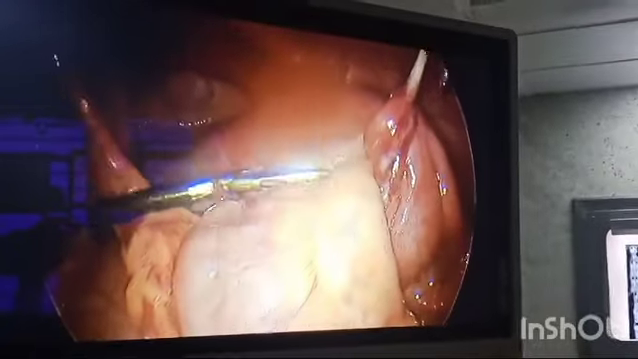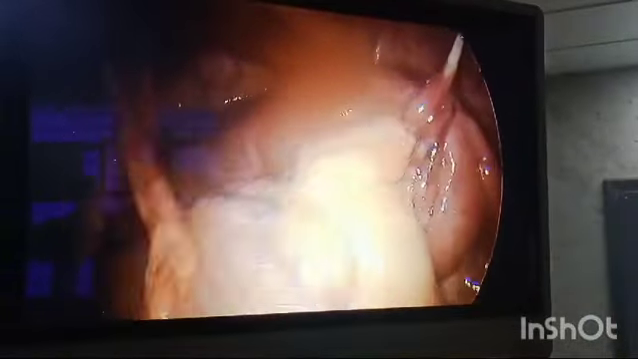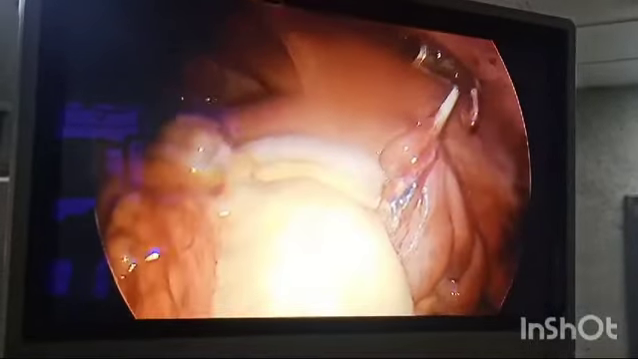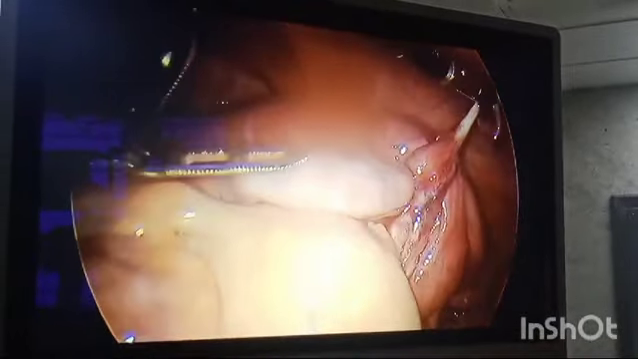A subumbilical 10 port was introduced, and it revealed a band arising from the terminal ileum and going to the anterior abdominal wall. Along with this band, there were omental adhesions to the Pfannenstiel incision also.